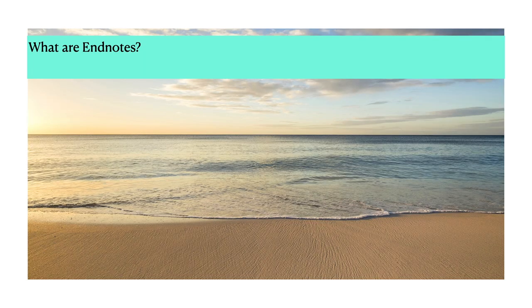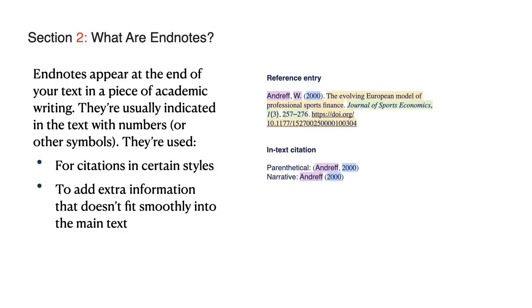What are end notes? End notes appear at the end of your text in a piece of academic writing. They're usually indicated in the text with numbers or other symbols. They're used for citations in certain styles and to add extra information that doesn't fit smoothly into the main text.